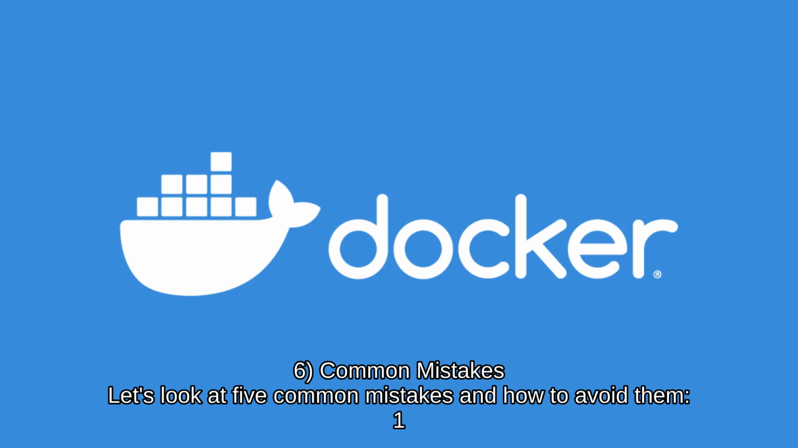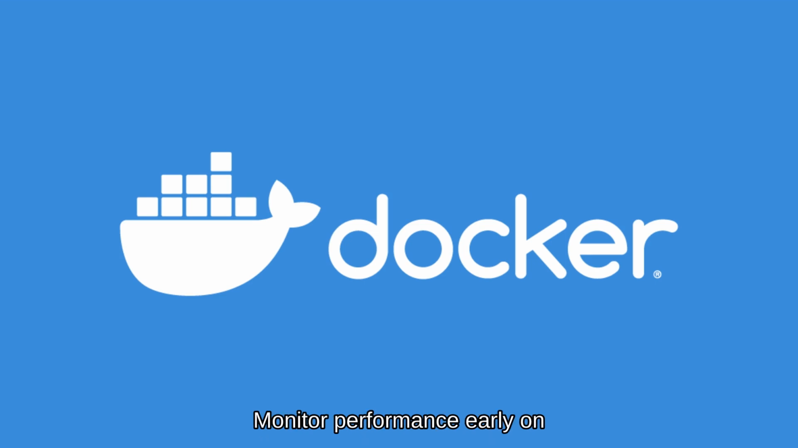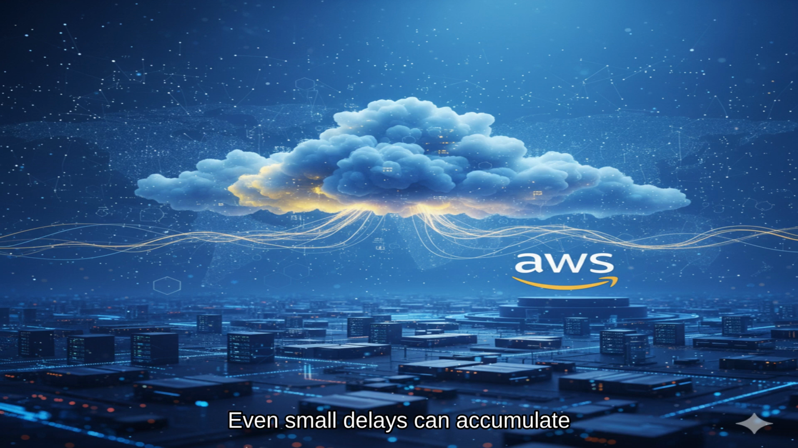Common mistakes. Let's look at 5 common mistakes and how to avoid them. 1. Ignoring cold start impact. Thinking cold starts don't matter for small apps. Monitor performance early on. Even small delays can accumulate.